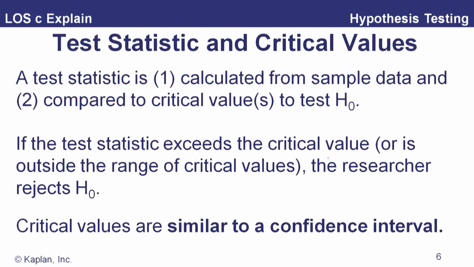So a test statistic is calculated from the sample data, and then we compare it to the critical value to test the null hypothesis. If that test statistic exceeds the critical value, or is outside the critical values, then we're going to reject the null hypothesis. So these critical values, you can see, are very closely tied to what we did in establishing confidence intervals.